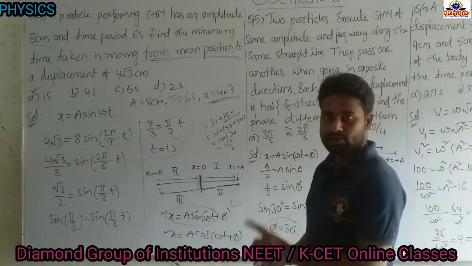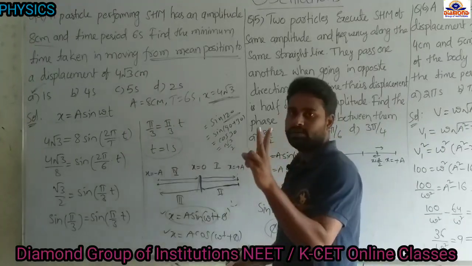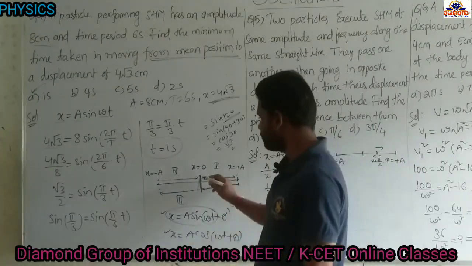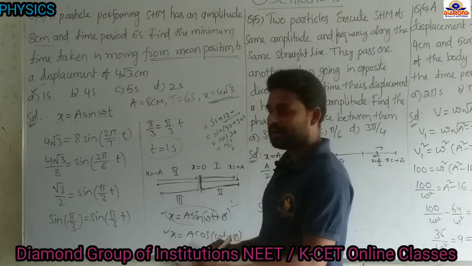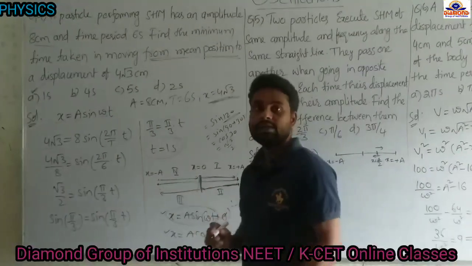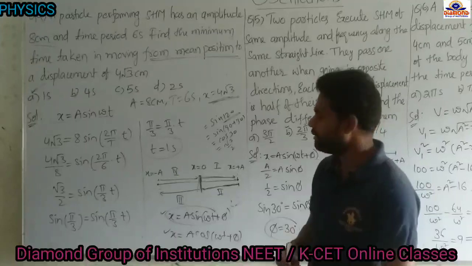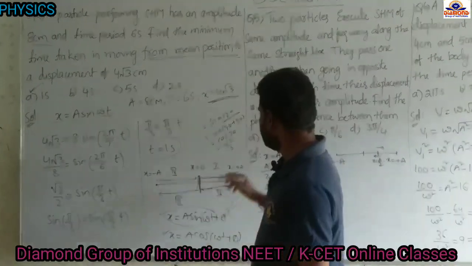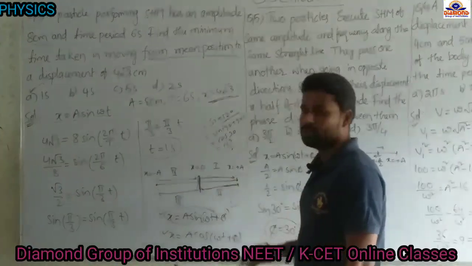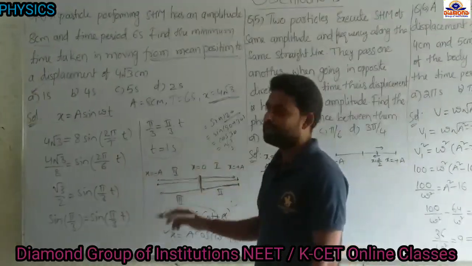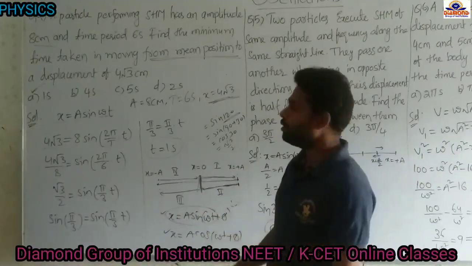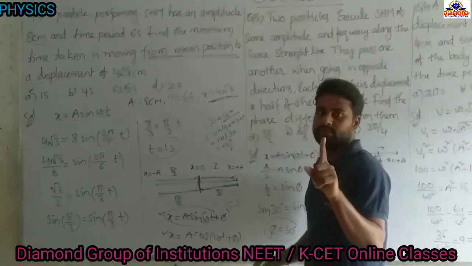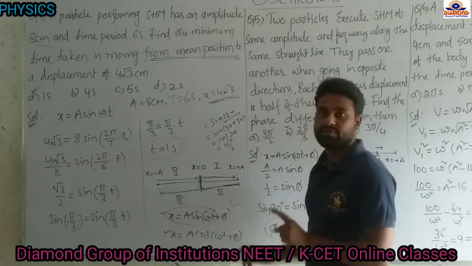Sin is positive in the first quadrant and the second quadrant. So we have to consider the first quadrant value. Why? Because it is starting from the mean position. Suppose if we start from the extreme, then we consider the second quadrant. Remember, the answer is 1 second. If you use 2 pi by 3, 120 degrees, you will get the time equal to 2 seconds. Here 2 seconds is also there, but you have to see that it is starting from the mean position, not from the extreme.